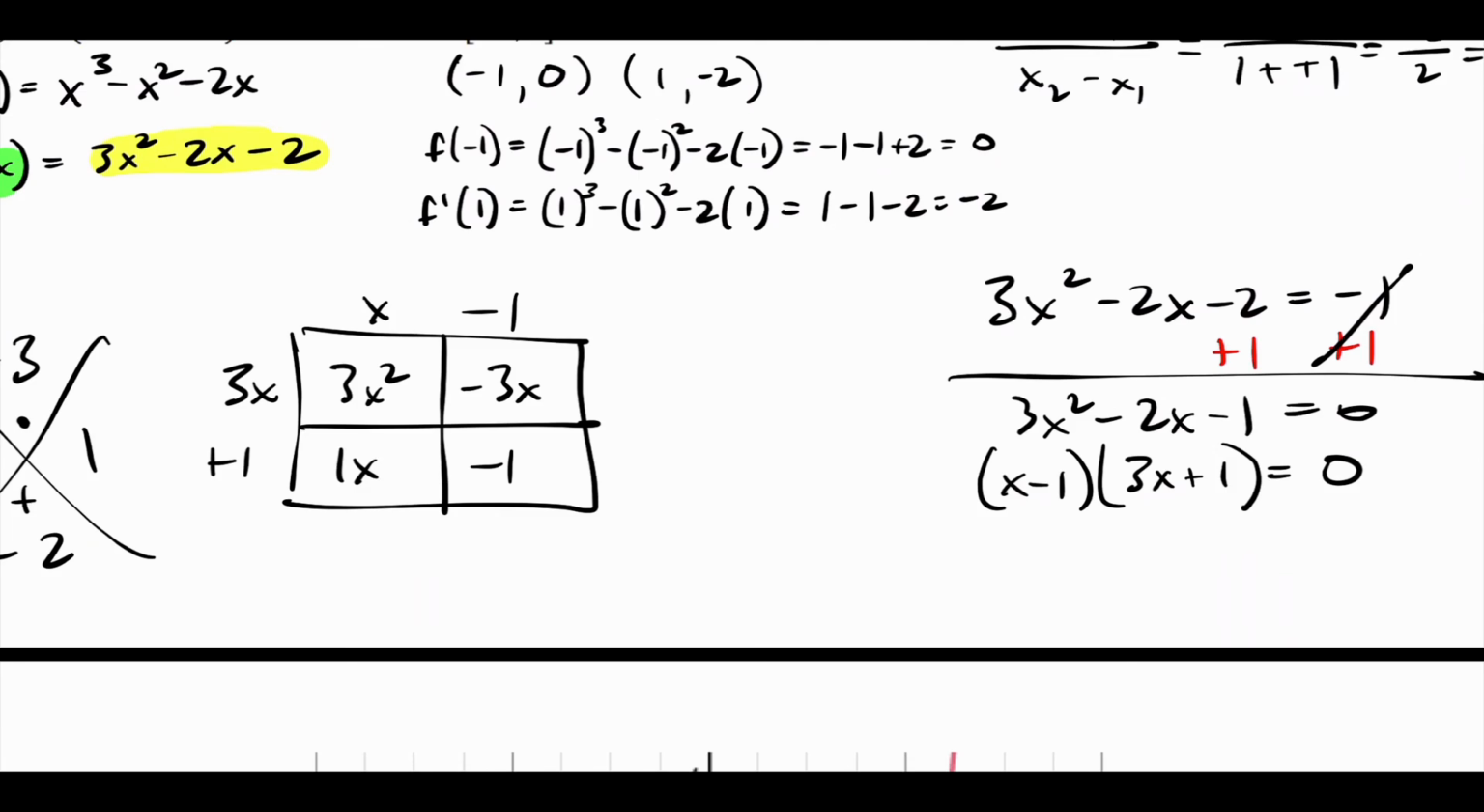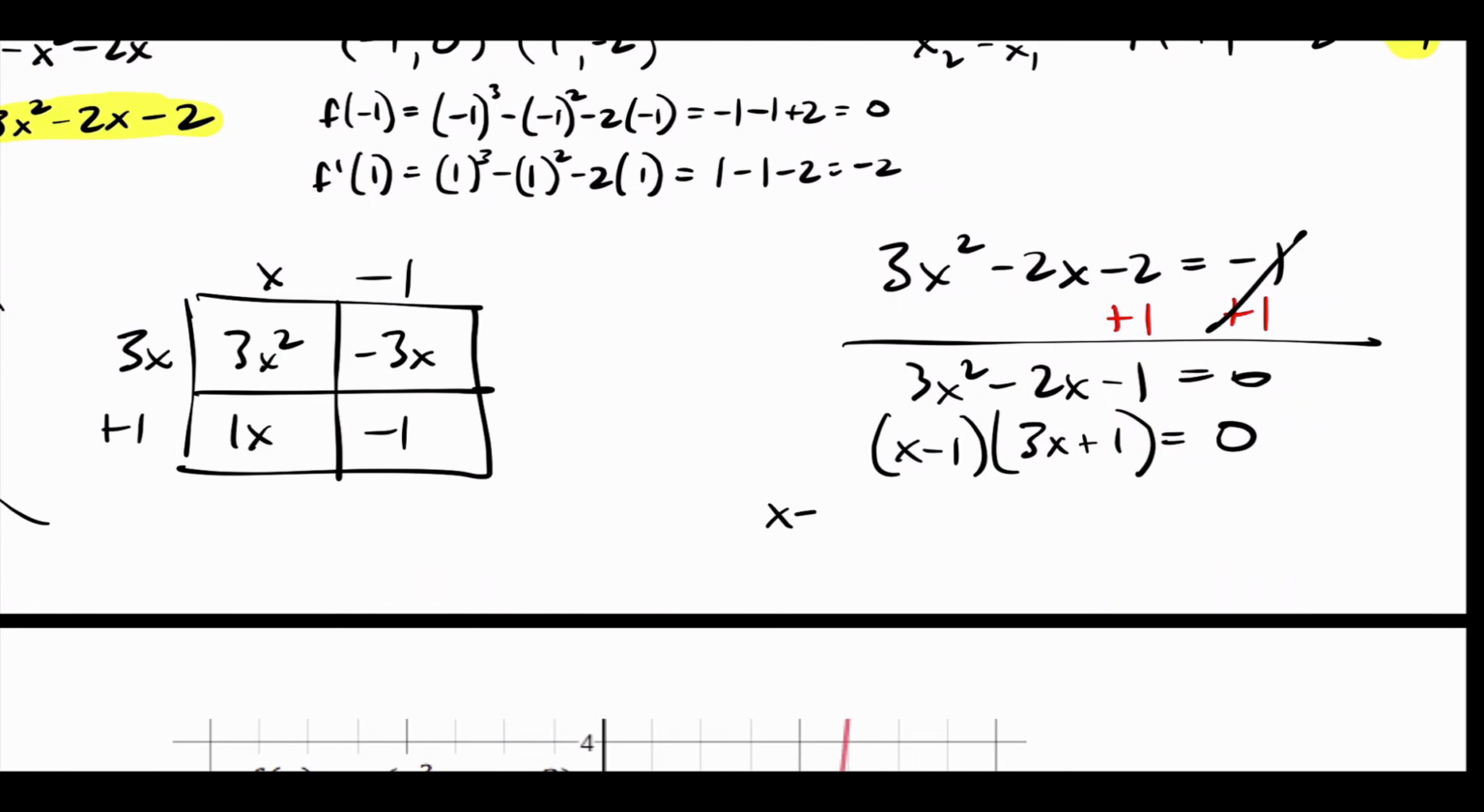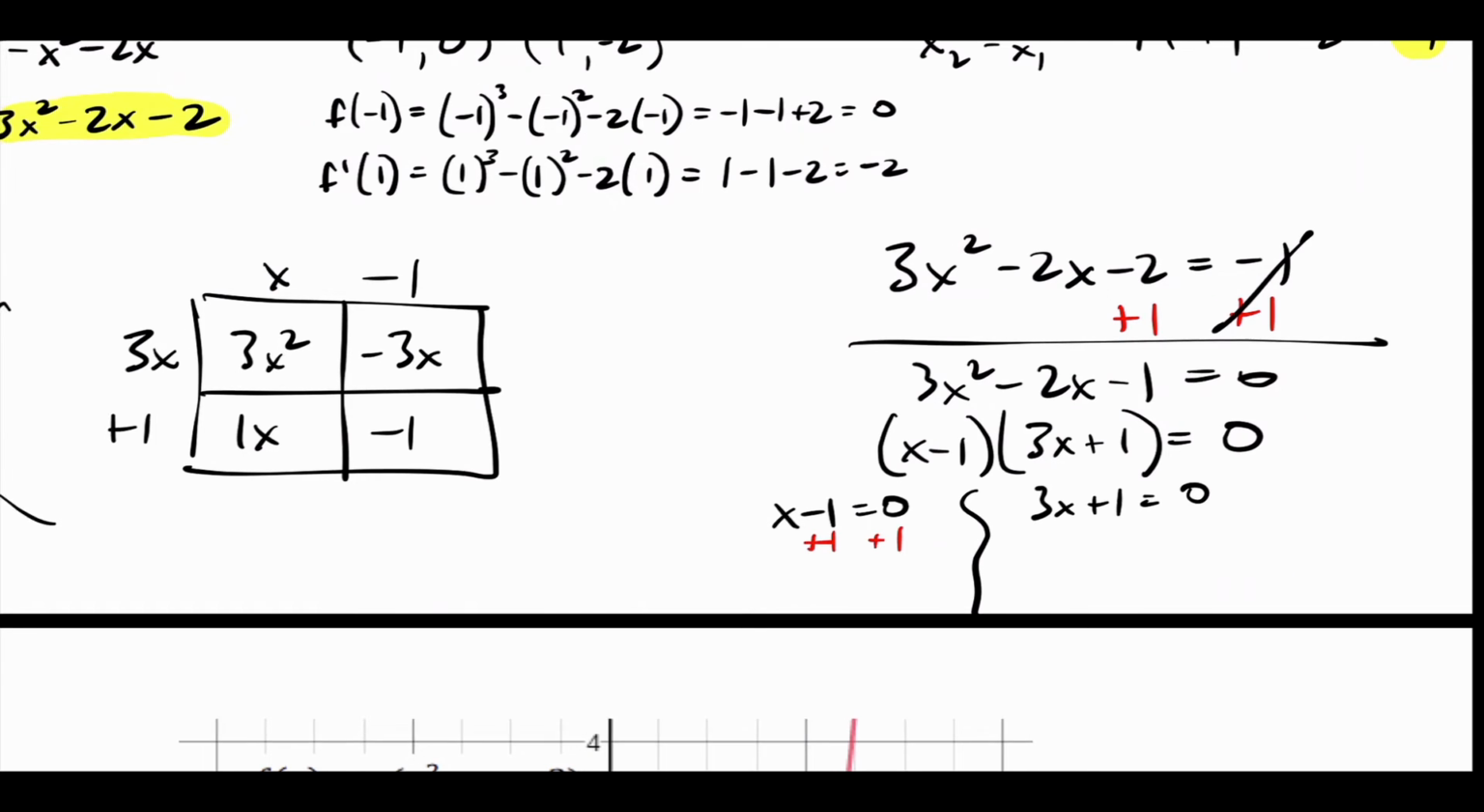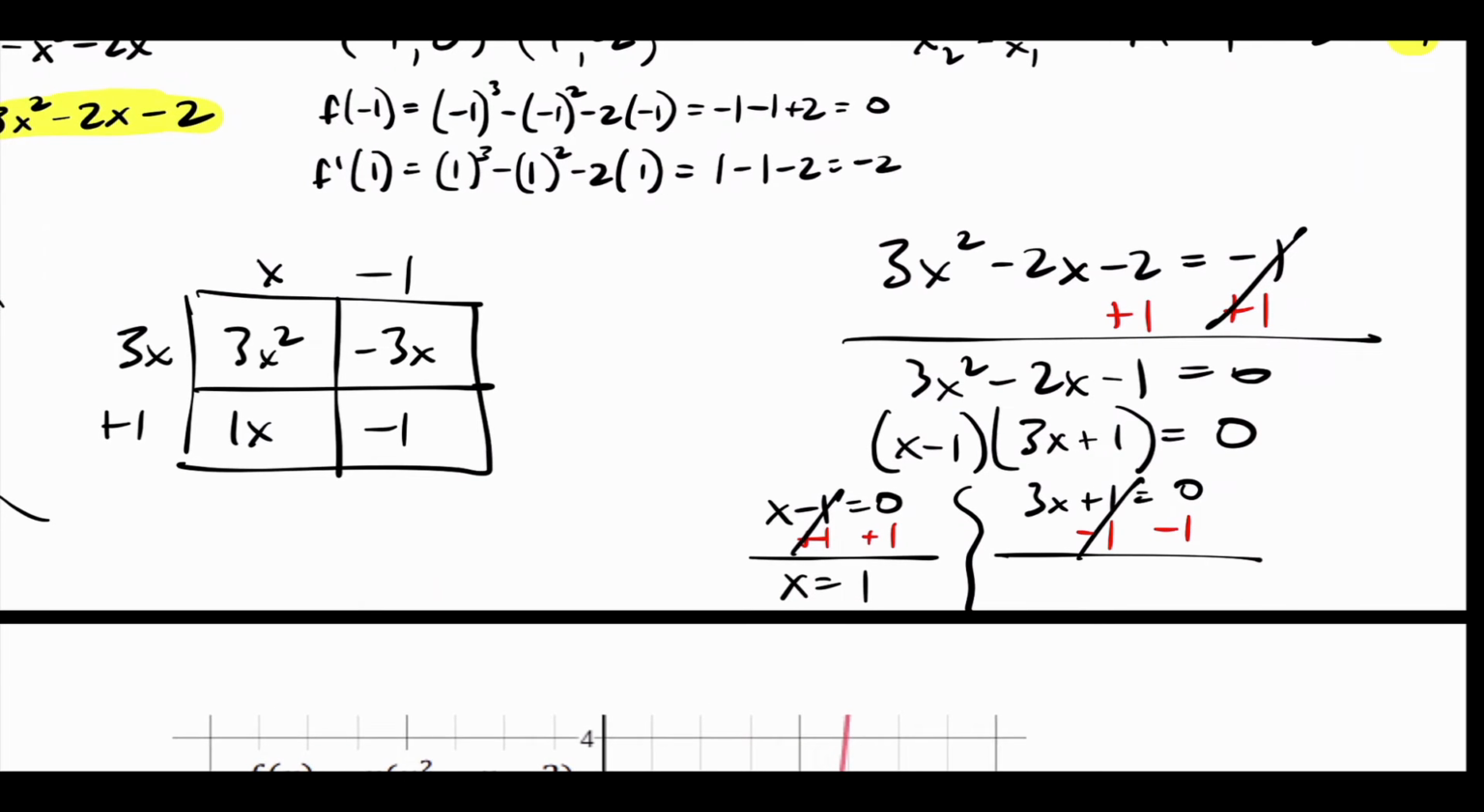So I need to set it equal to 0 now. So we add 1. Subtract 1, divide by 3.